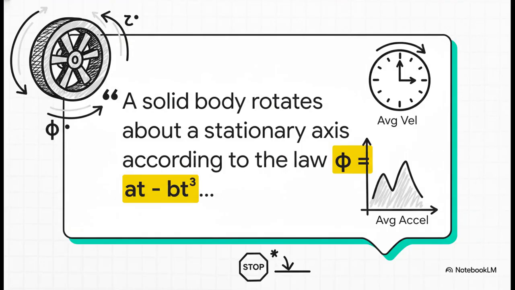All right, so here's the full problem statement on your screen. We've got a solid body and its rotation, phi, is given by this function of time. Now what's our mission? Well, it's a two-parter. First, we need to find the average velocity and acceleration from the moment it starts until it comes to a complete stop. And second, we need to find the exact instantaneous acceleration at the very moment it stops.